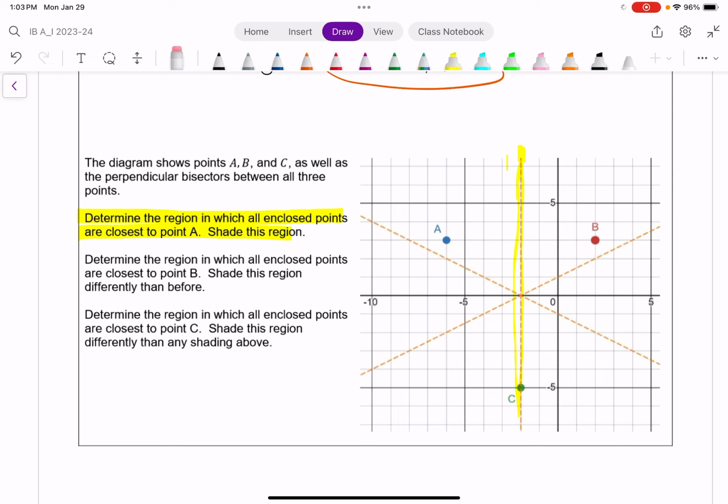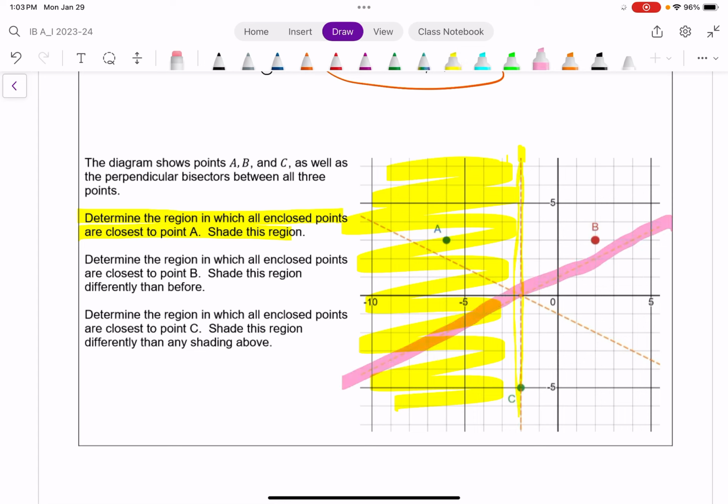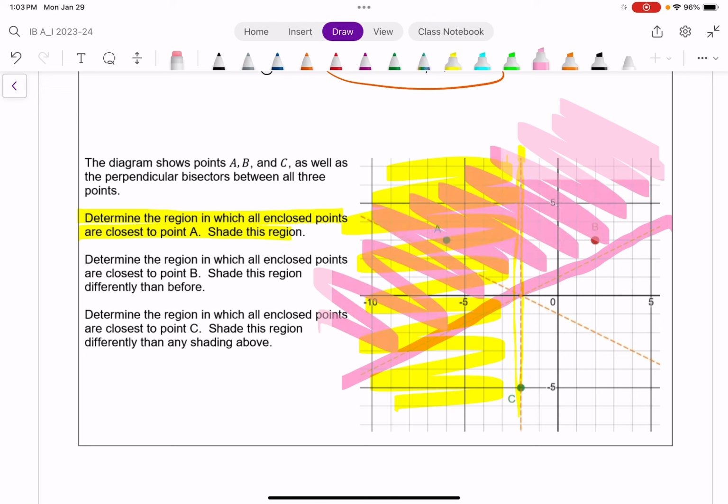So while I'll keep that for a second, let's do the same idea for A and C. Here's the perpendicular bisector between A and C. And in this case, everything here is closest to A. But obviously some of that's closest to B. So in the end, what's the region I want to keep? It's what I've highlighted twice. It's this region, which I'll clean up in a moment.